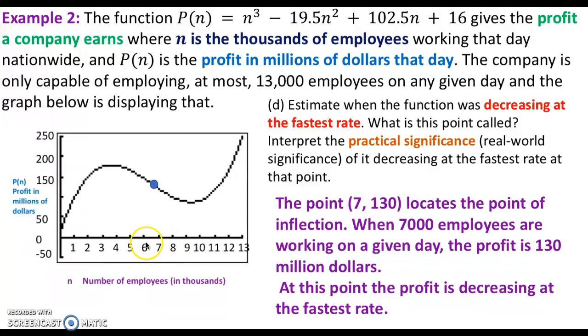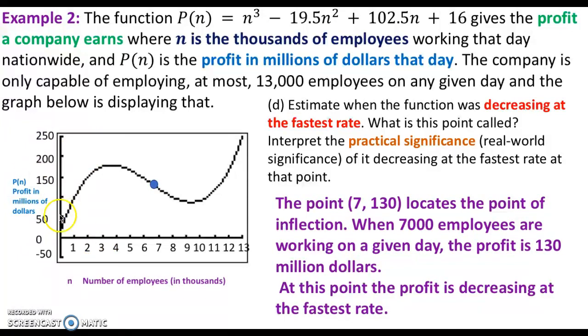I guessed around 7, 130 is the actual point on the curve. This locates the point of inflection. This is where the concavity of the curve is changing, where the curve is changing from being concave up to concave down. So when 7,000 employees are working on a given day, the profit is $130 million. At this point, the profit is decreasing at the fastest rate.